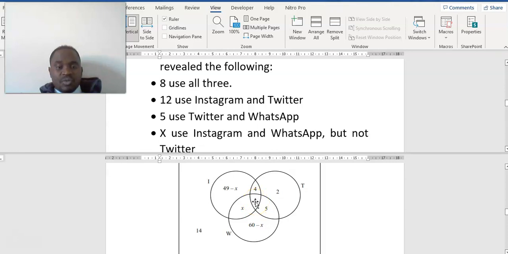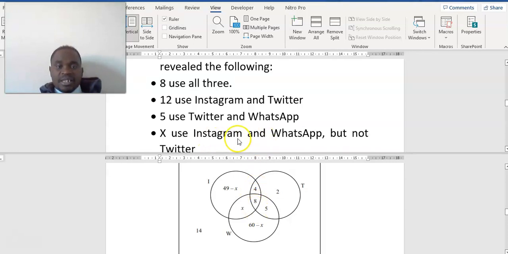12 use Instagram and Twitter. Where is Instagram? This is Instagram and Twitter. 12. So it means the whole of this, 4 plus 8, should give you 12. They use it. So this side they use what? Instagram and Twitter. But the question is, how do you know that this side is 4? How do you know that this one is 8? You will find out. Here the whole of this is 12. 12 use Instagram and Twitter. So this is Twitter, this is Instagram. The whole of this is 12. And I told you I'm going to show you how to find this and this.